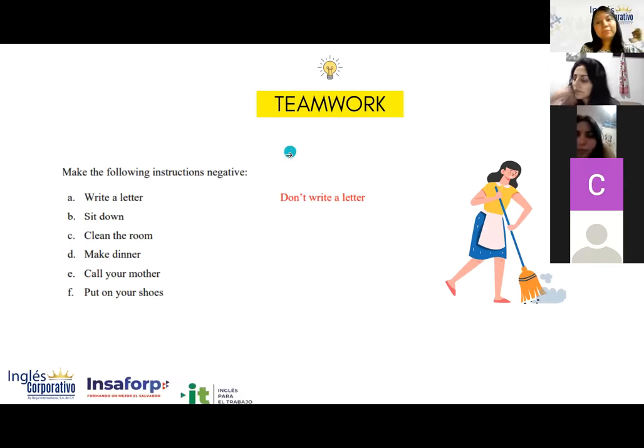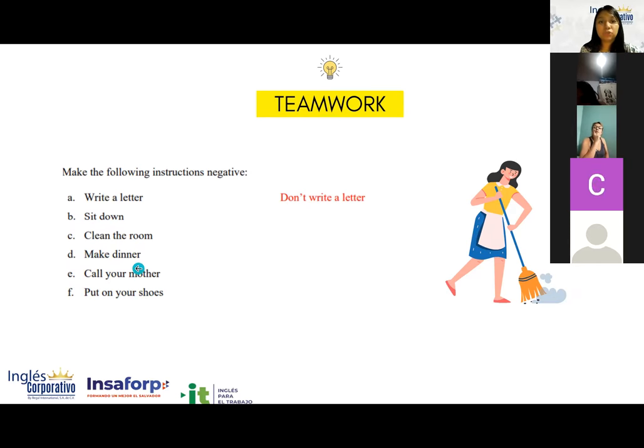We already did that. Okay, guys, let's continue with this, okay? Let's see. We are going to make the following instructions negative, okay? Write a letter, don't write a letter. Sit down. Don't sit down. Clean the room. Make dinner. Call your mother. Don't call your mother. Put on your shoes. Don't put on your shoes.